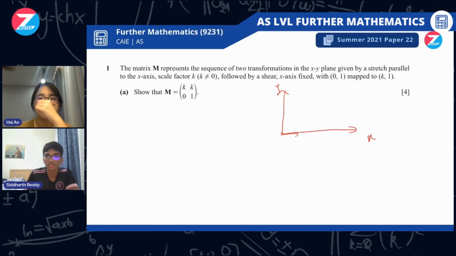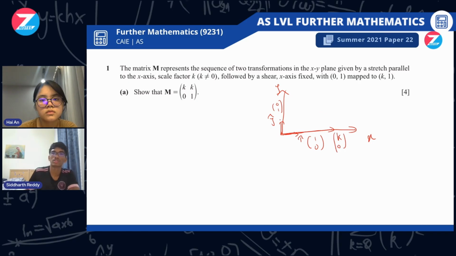the two base vectors are i hat and j hat. The regular coordinates of i hat are (1, 0), and the regular coordinates of j hat are (0, 1). First, i hat is stretched by scale factor k, so its new coordinates will be (k, 0). This is the first transformation. In a matrix, the first column represents the coordinates of i hat after the transformation, so that will be (k, 0), and since j hat stays fixed, it will be (0, 1). So that's the first thing.